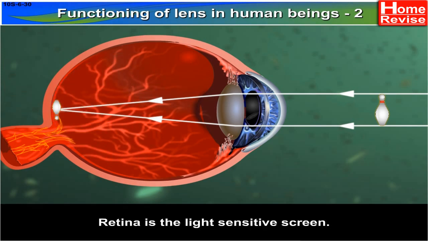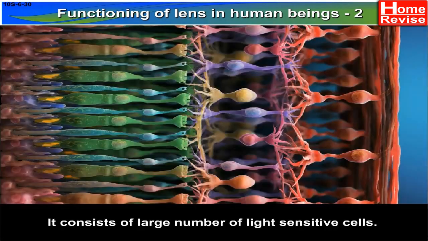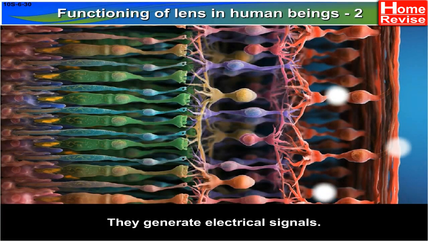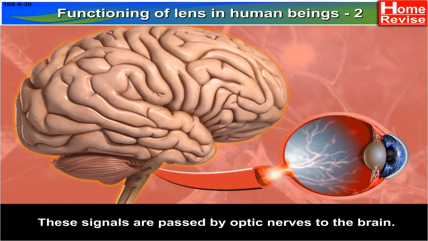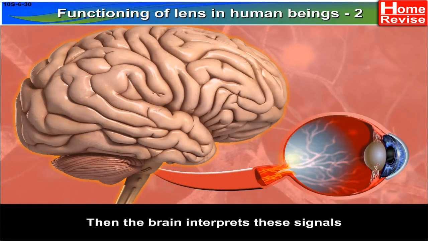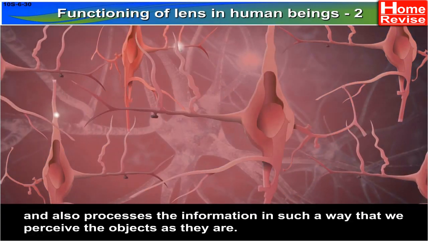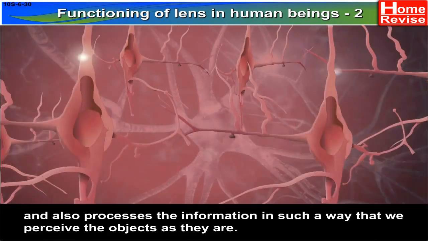Retina is the light-sensitive screen. It is a delicate membrane. It consists of a large number of light-sensitive cells. These cells get activated upon illumination. They generate electrical signals. These signals are passed by optic nerves to the brain. Then, the brain interprets these signals and also processes the information in such a way that we perceive the objects as they are.